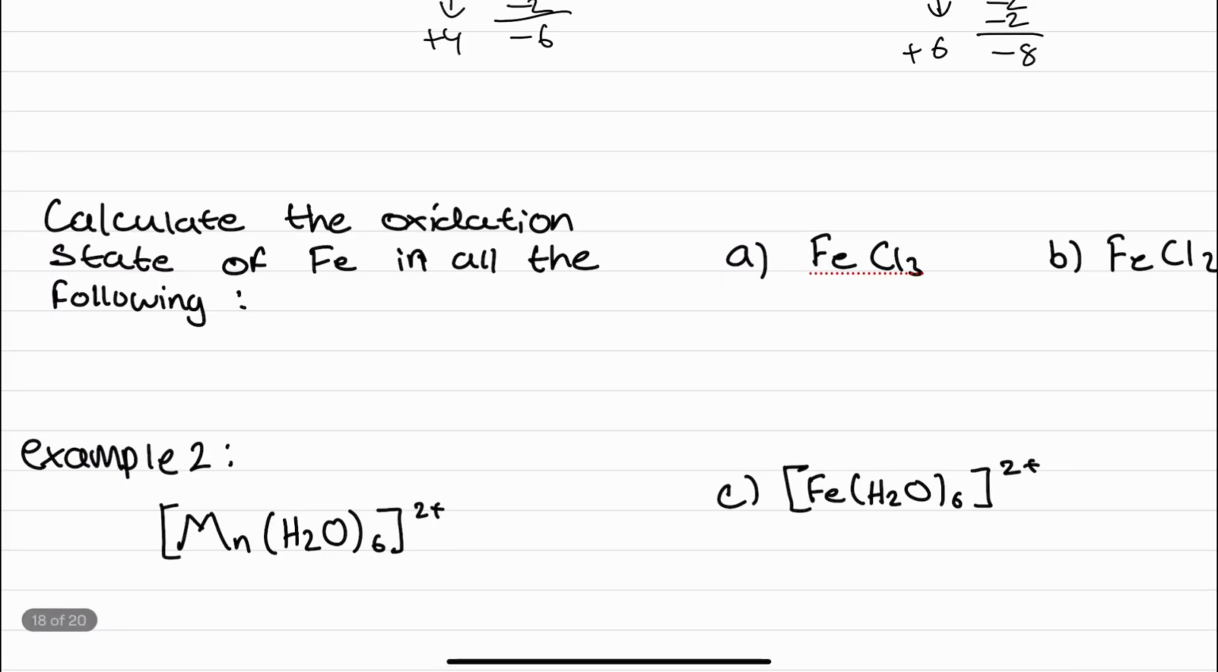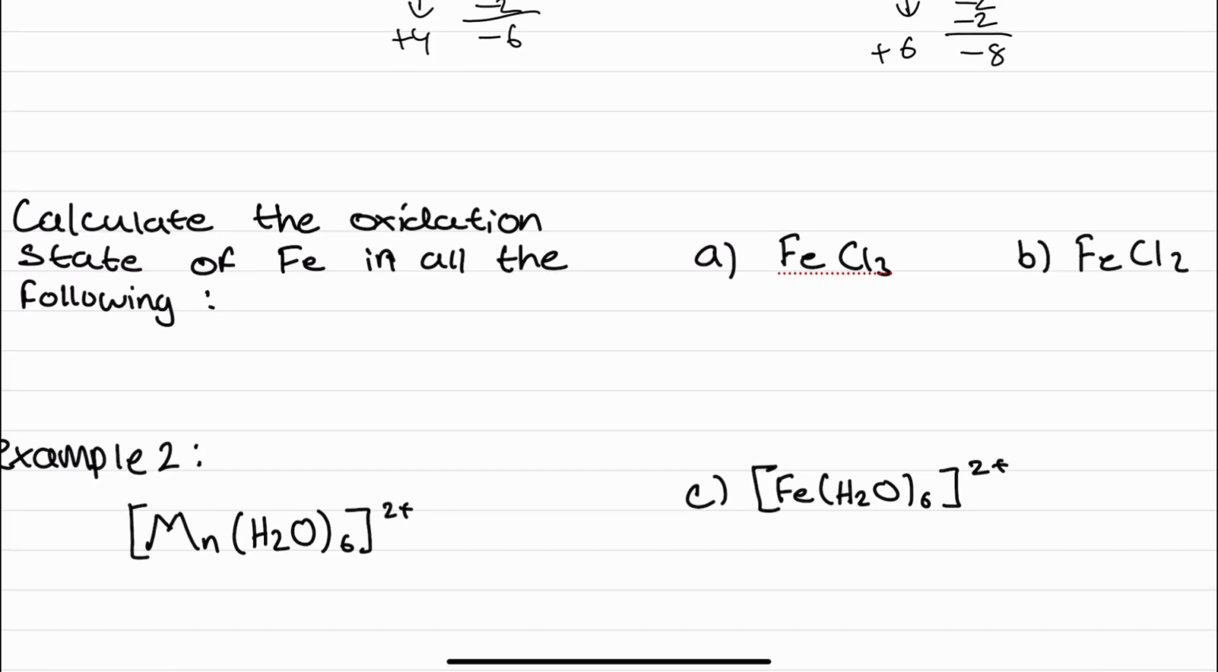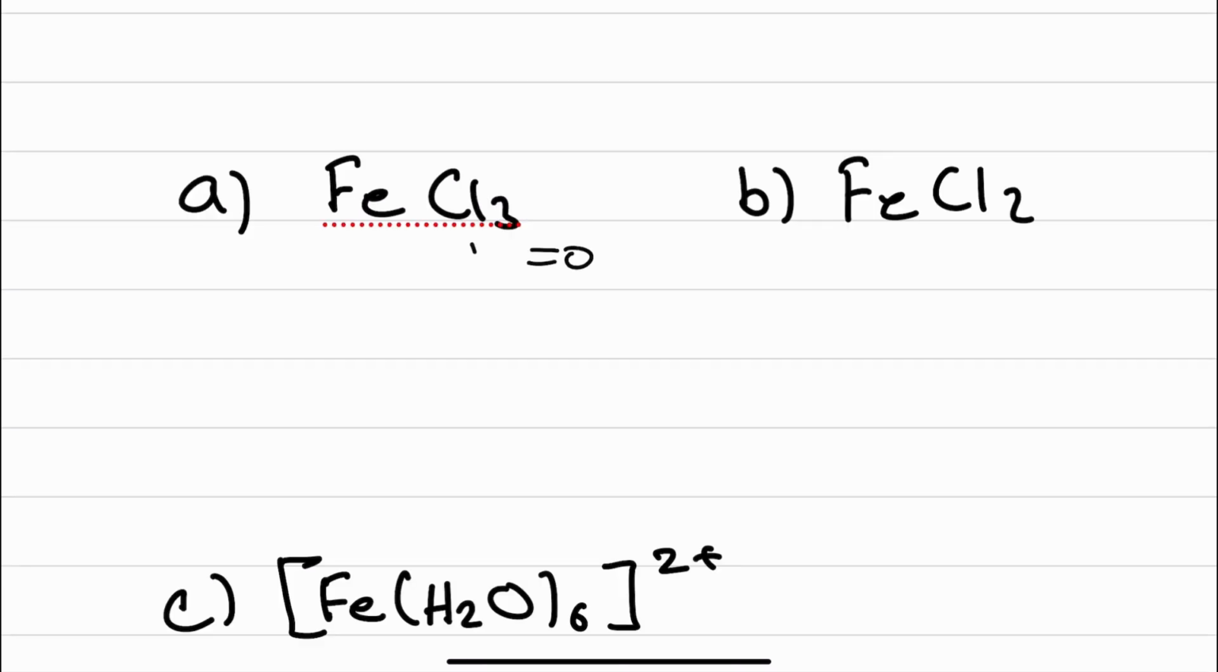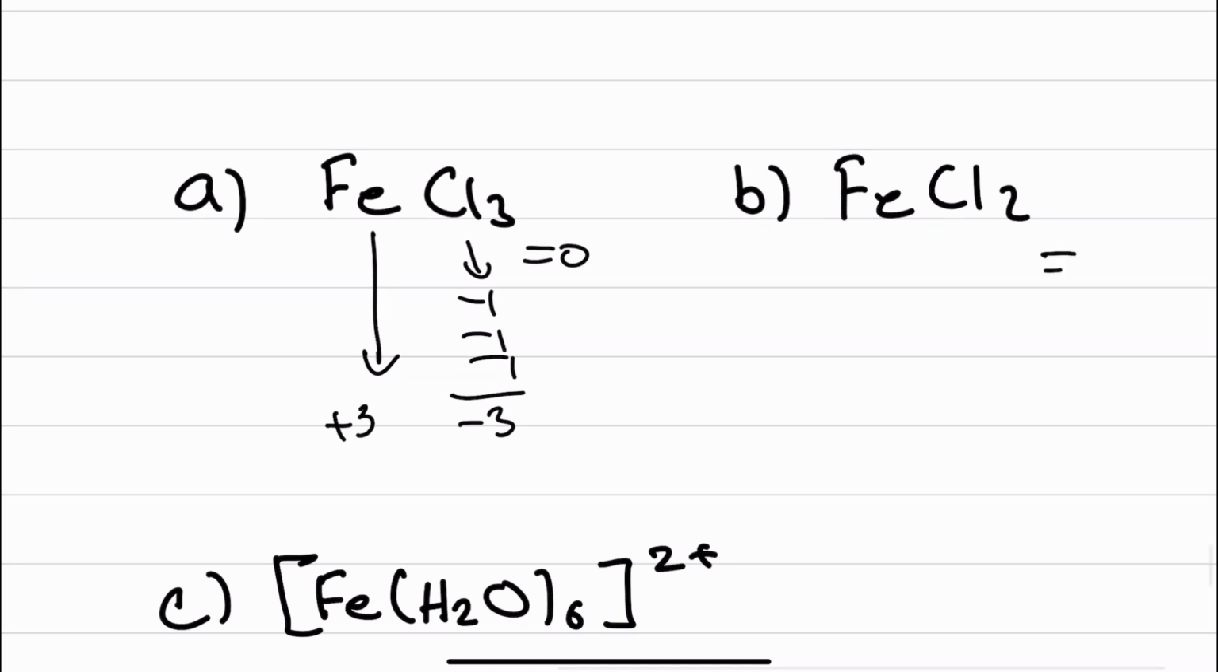Now, here is a good question for you guys to try. Calculate the oxidation state of Fe in all of the following. So, 0, -1, -1, -1, -3, drops down, must be +3 to equalize that. FeCl2, 0, -1, -1, -2, therefore must be +2.